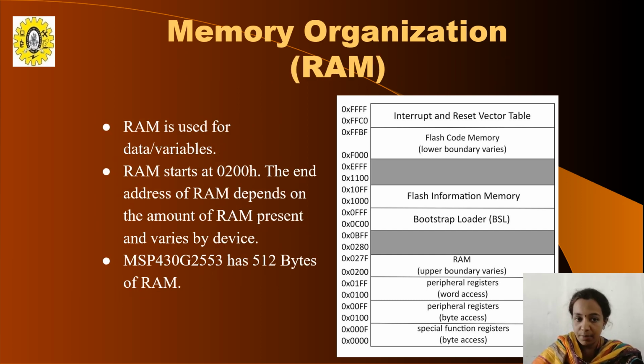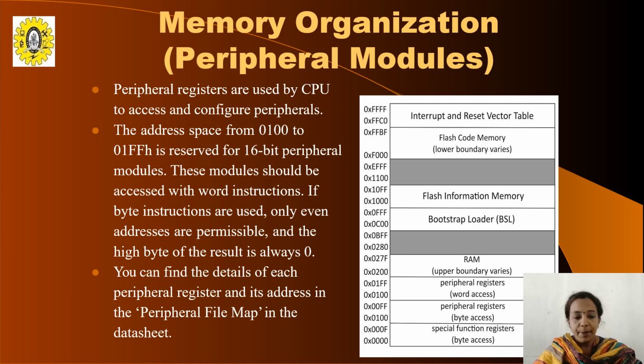Memory organization, random access memory. The random access memory is used for data and variables. Random access memory starts from 0x0200. The end address of random access memory depends on the amount of random access memory present and varies by device. So this 2553 microcontroller will have 512 bytes of random access memory. Then the peripheral registers: the address space will be in the range of 0x0100 to 0x01FF. These modules will be used for accessing word instructions. That is why they are mentioned as word access.